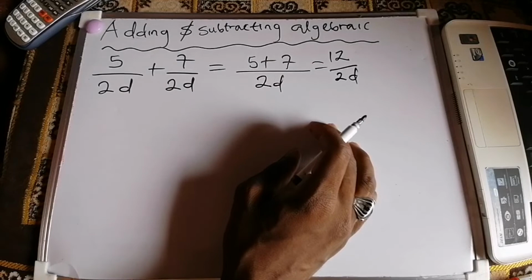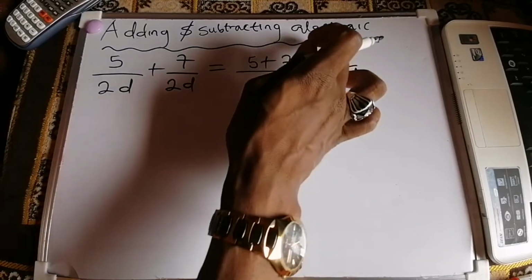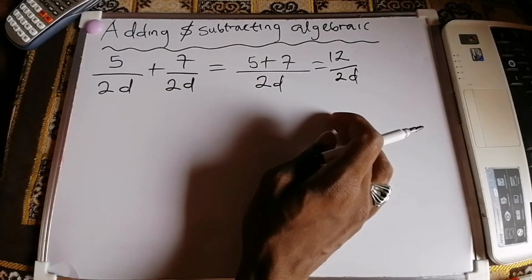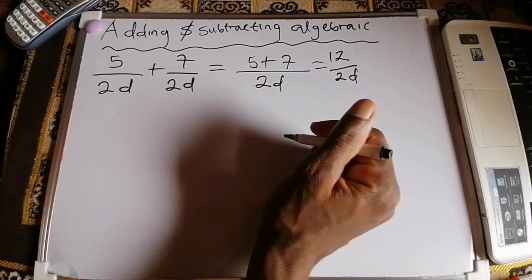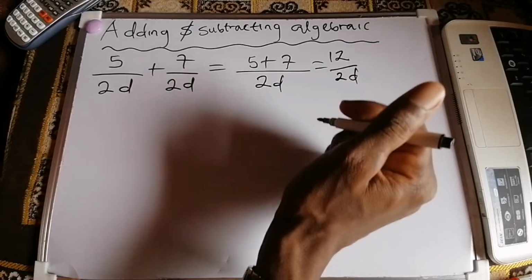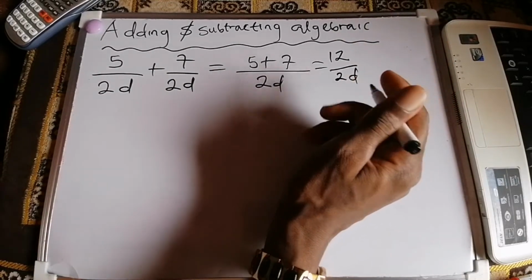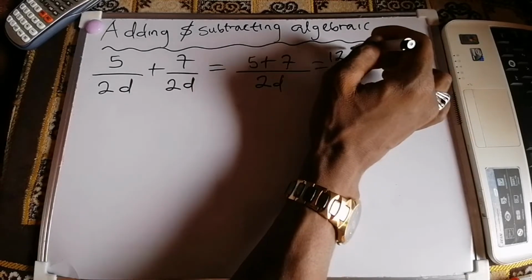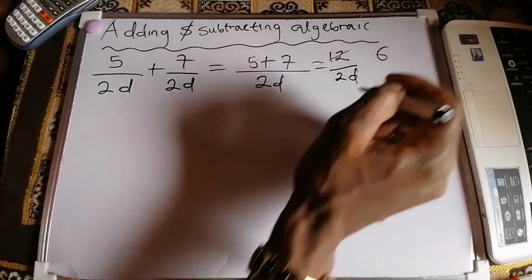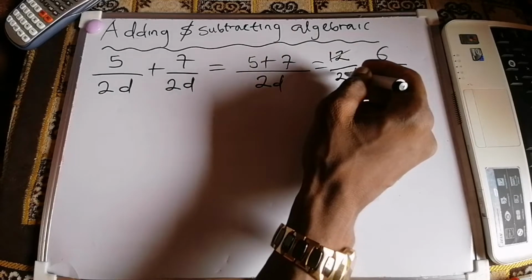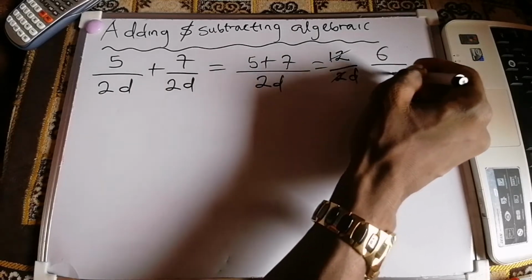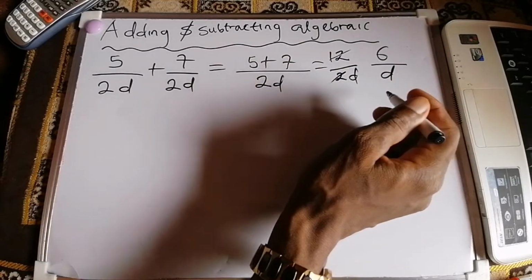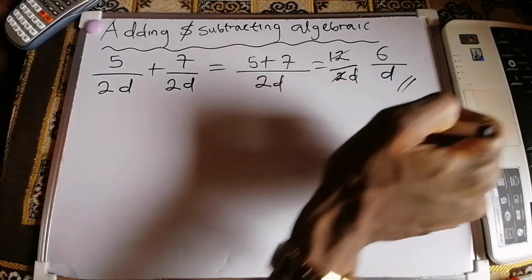So we are going to look for a number that will divide 12 and 2 without any remainder. We are going to use 2. Definitely 2 will divide 12 and will divide 2. So 2 here, 6. 2 cancels 2. We are left with d. So our final answer equals 6 over d.